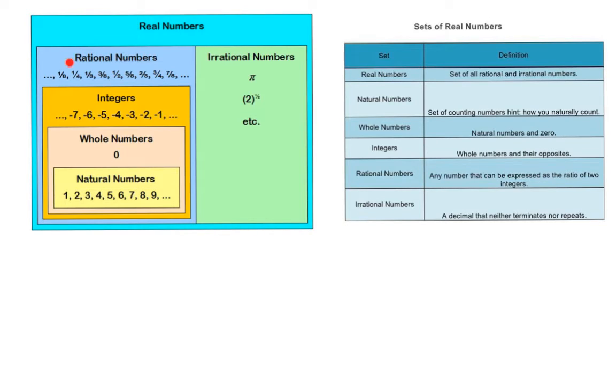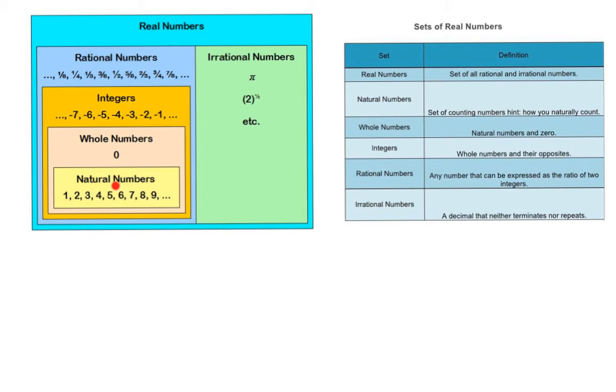So within the rational numbers, you can get more specific and have integers. Integers are whole numbers and their opposites. So whole numbers are 0, 1, 2, 3, 4, 5, and then integers include the negatives. The next more specific is whole numbers, and so that's all of the natural numbers and 0. And then we have natural numbers, which are the set of counting numbers, and so how you naturally count.